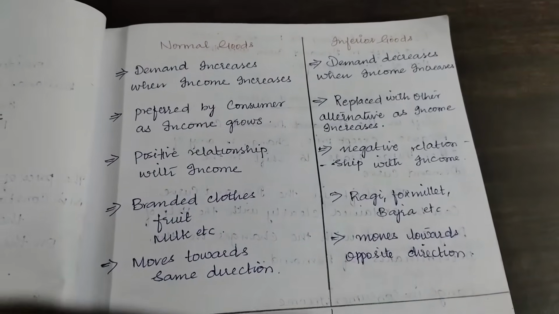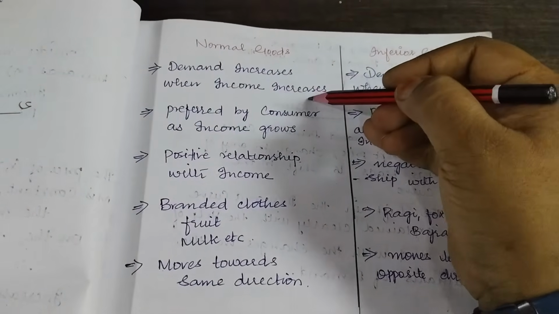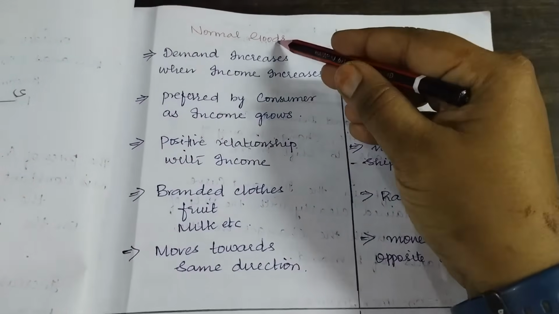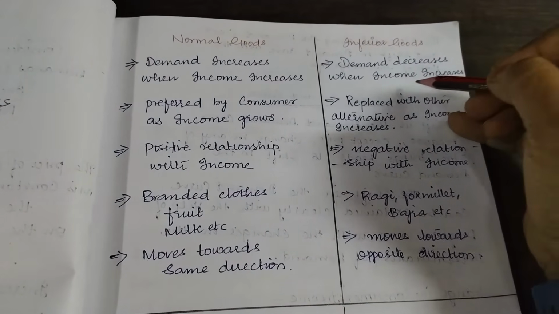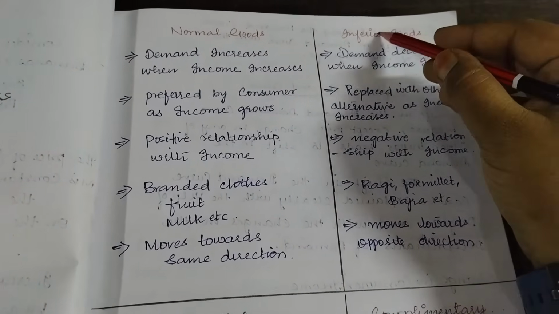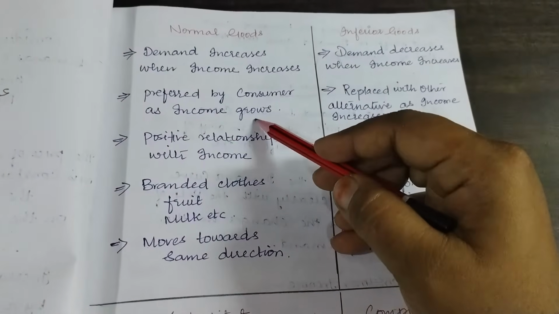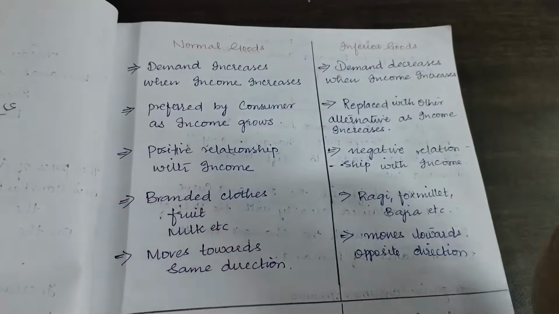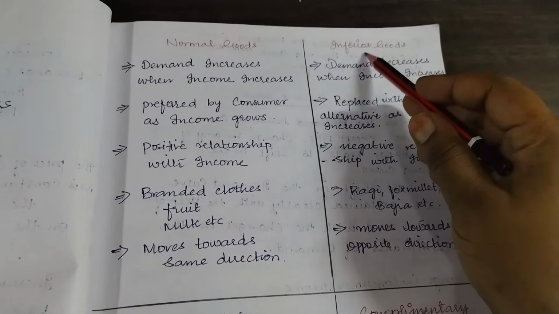Whenever income increases, demand increases for normal goods. Whenever income increases, demand decreases for inferior goods. It is preferred by the consumer. As income increases, the consumer prefers more of the normal goods. As income increases, the consumer does not prefer more of the inferior goods.